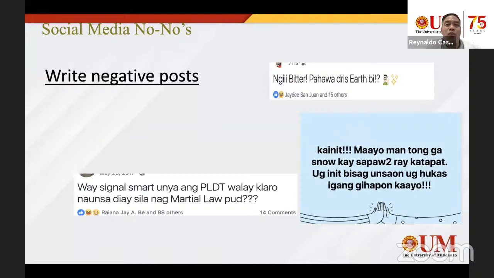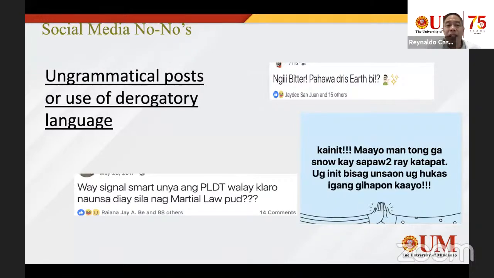Especially now, with the heat in politics, if you are on different sides of the political spectrum, just say something nice about your candidates. But as much as possible, avoid saying something bad about other candidates, all right? Okay. Second is ungrammatical posts or use of derogatory language.